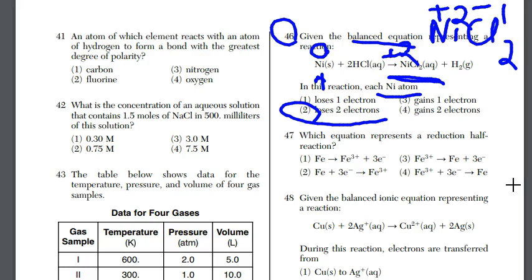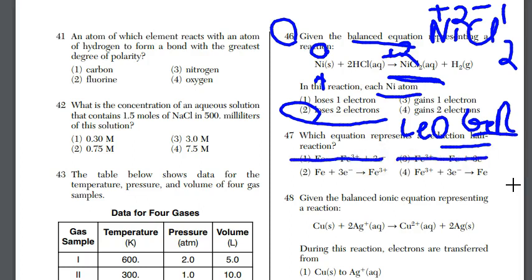All right, right away, 47. Which equation represents a reduction half reaction? Any reduction half reaction, remember, LEO the lion goes GER: loss of electrons is oxidation, gain is reduction. So if we're gaining, it's going to be on the reactant side. So right away, you can cross out choices 1 and 3, and then the charges need to make sense. Choice 2 doesn't make sense. You're going to end up with a -3 charge on the left and a +3 on the right. So it has to be choice 4. So it's +3 -3, which is 0, and then Fe by itself is 0.